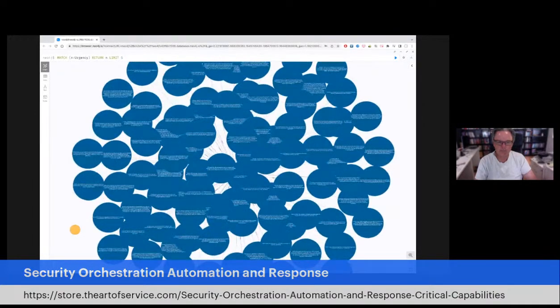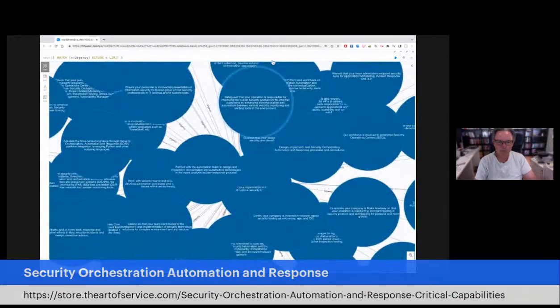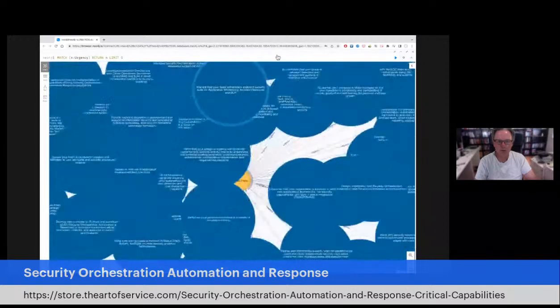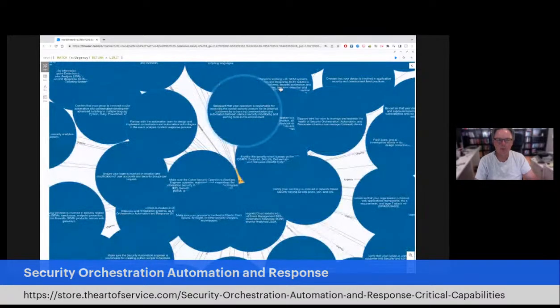And if I zoom in, I can again click on each and every one. Safeguard that your operation is responsible for improving the overall security posture for its internal customers by enhancing communication and automation between various security monitoring and alerting tools in the environment. And that's basically what SOAR is, what security automation is: to get all the inputs and make sure that the inputs are related to each other and you get a decent workflow and information coming out of it.